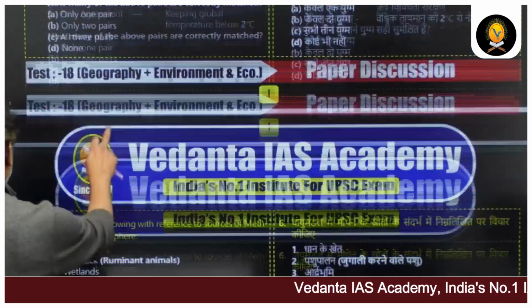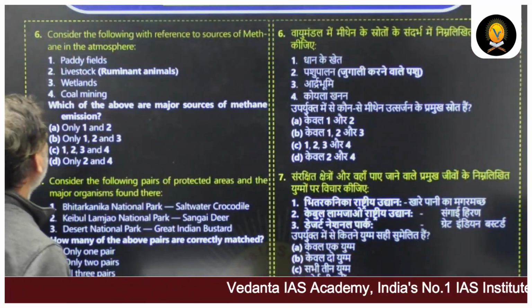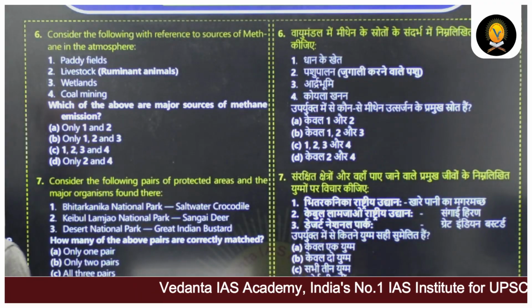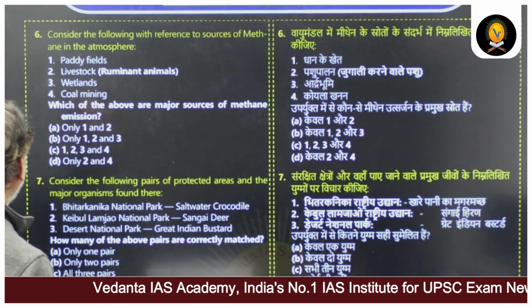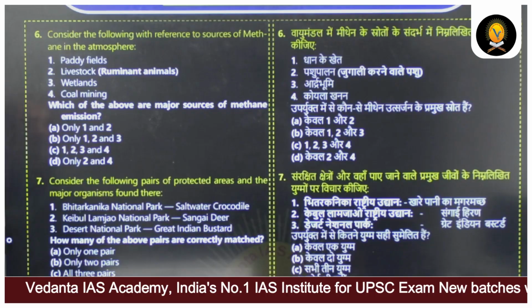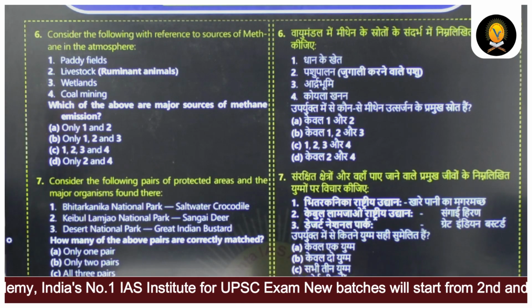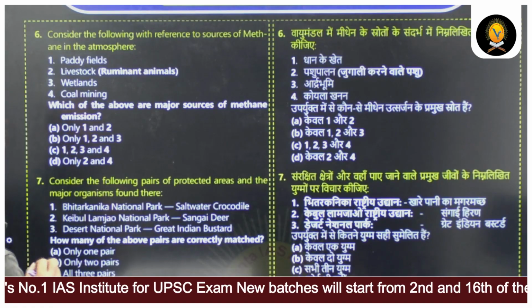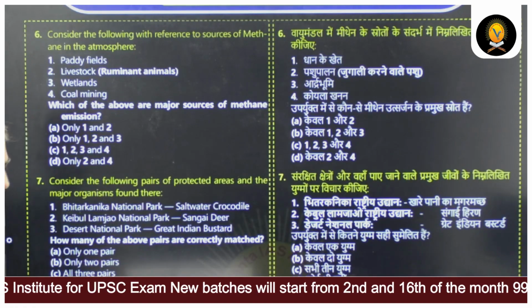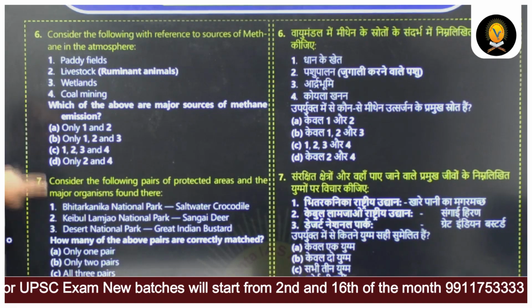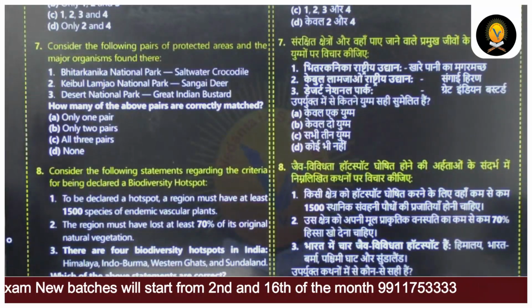Now, next is 6. Consider the following with reference to sources of methane in the atmosphere: paddy field, livestock, wetland, coal mining. All of these are responsible for emission of methane. So, 1, 2, 3, 4 are correct. Now, consider question number 7.